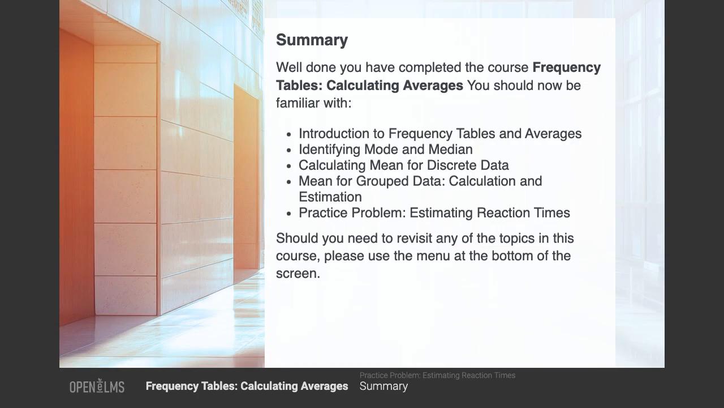Summary. Well done. You have completed the course Frequency Tables, Calculating Averages. You should now be familiar with introduction to frequency tables and averages, identifying mode and median, calculating mean for discrete data, mean for grouped data, calculation and estimation, and the practice problem, estimating reaction times. Should you need to revisit any of the topics in this course, please use the menu at the bottom of the screen.